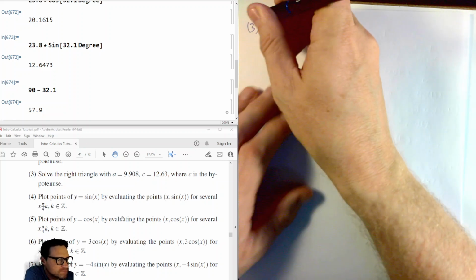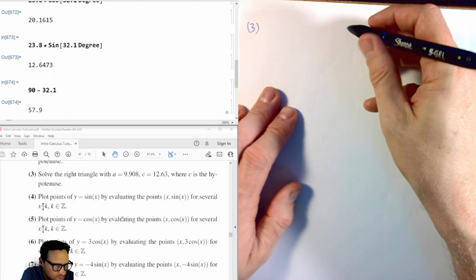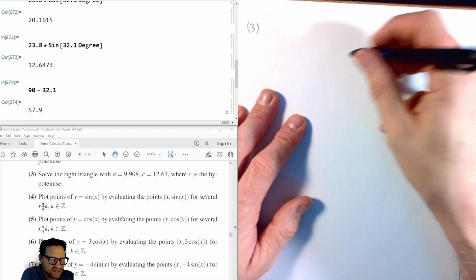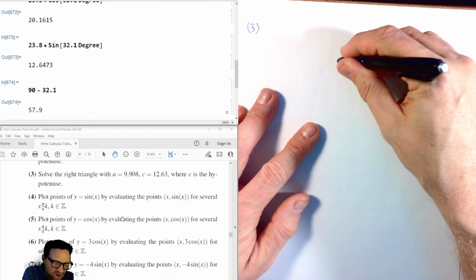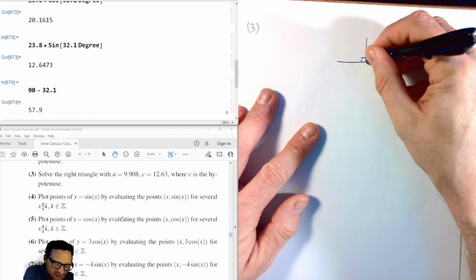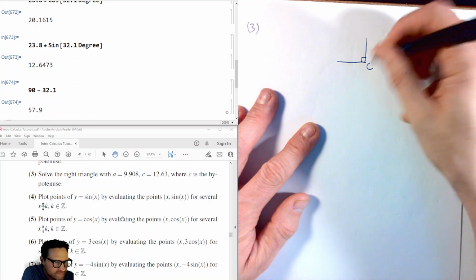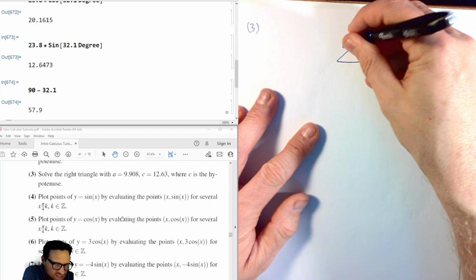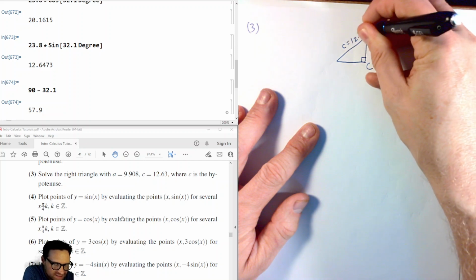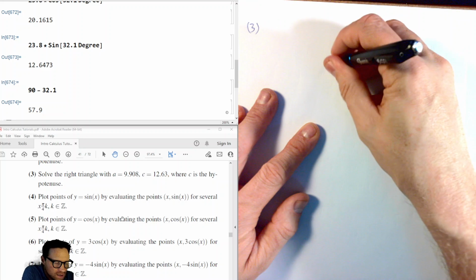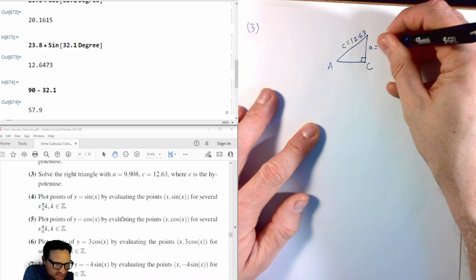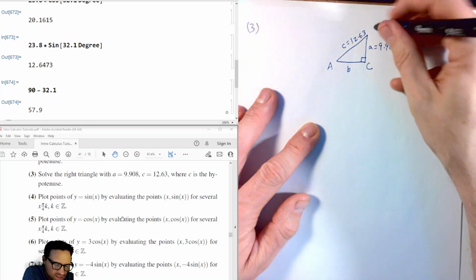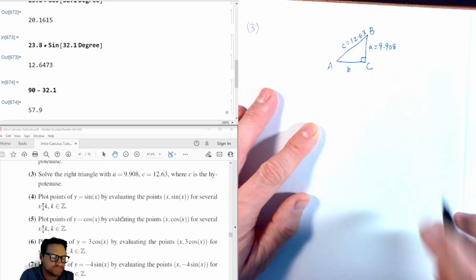Question number 3. Solve the triangle with lowercase a, lowercase c, and that's all we're given, other than we know that it's a right triangle, so we do have one interior angle as 90 degrees. So we've got C is 12.63, lowercase a is 9.908, and we want lowercase b, and we want angle b.